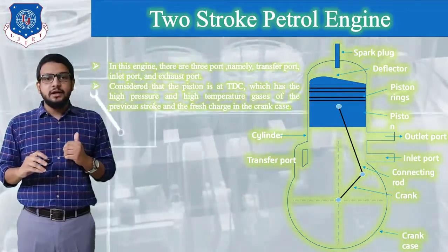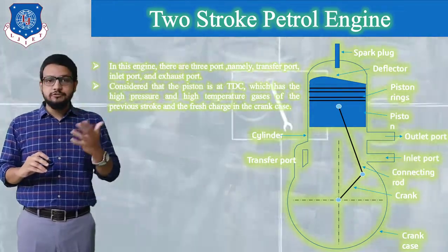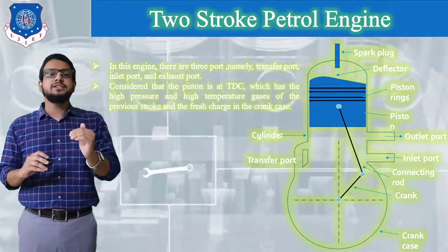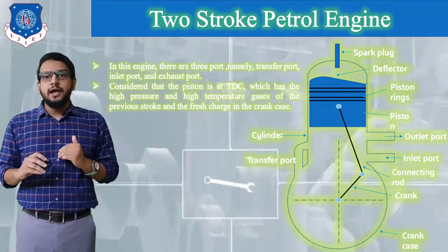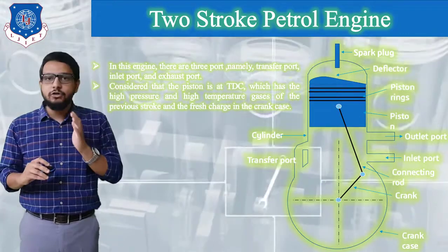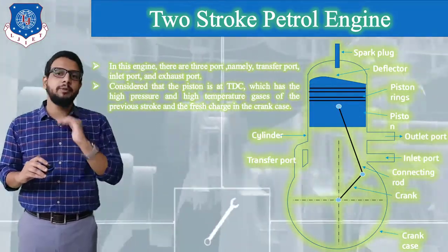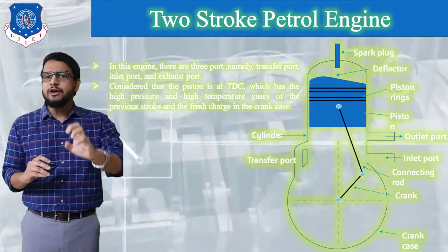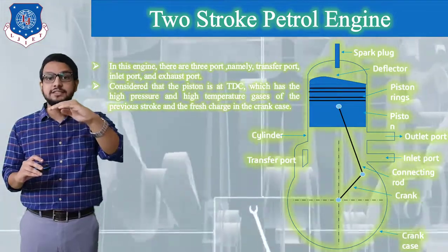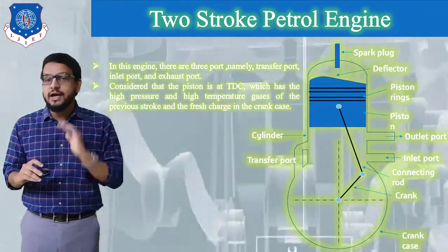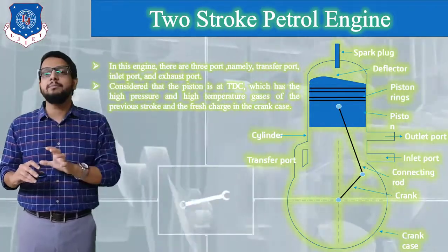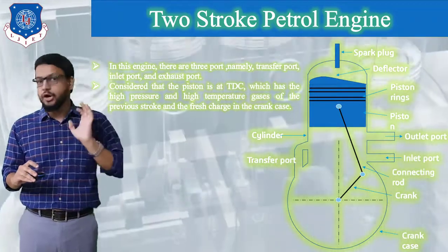In this engine, as I have discussed, there will be 3 ports: transfer port, inlet port and exhaust port. Now we are going to consider that in the first stroke the piston is at its top dead center position, and at that time on the top side of the piston there is already air and petrol mixture present at a high pressure and temperature. Which means the air and petrol mixture is in a compressed state when the piston is at its TDC position, and at the same time on the bottom side of the piston there is air and petrol mixture which has been sucked through the inlet port. That is, suction has been done on the bottom side of the piston.